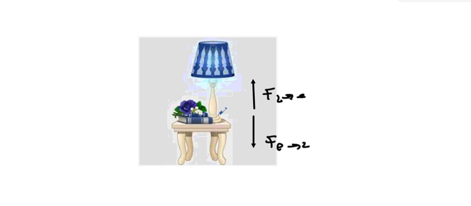Now what about the interactions with the table here? Well, we of course are going to have two vectors there, and I'm going to draw them over here for simplicity.